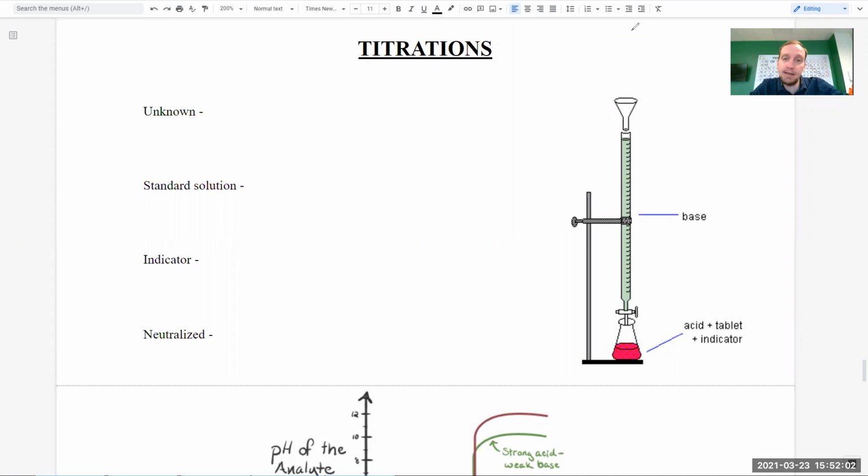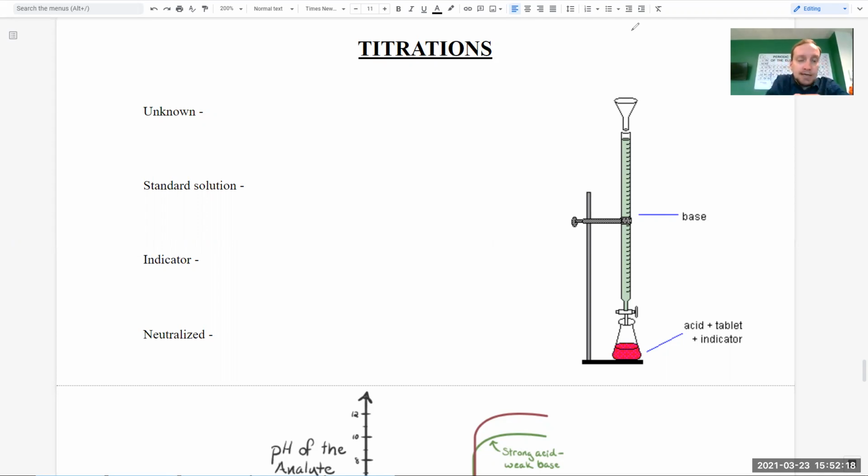Now, that solution could either be an acid or it could be a base. It works both ways. But this technique is going to help us to identify what strength or molarity is that unknown solution. So what we need to do first is go through some definitions, and then on the right side, I'll show you the setup and how we actually do it.